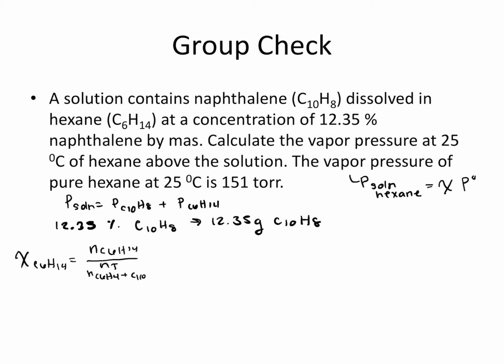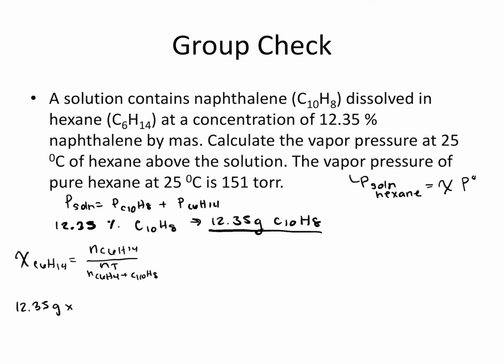Well, do I have enough information to find the moles? Well, I know that moles total is going to be the moles of the hexane plus the moles of the naphthalene. Do I have what I need? Well, I'm given my mass of naphthalene. Can I find my moles from that? Yes. So if you say 12.35 grams divided by the molar mass, you can find your moles.